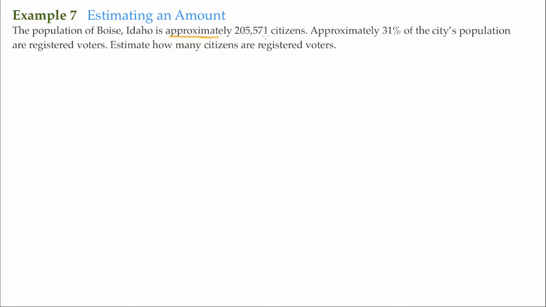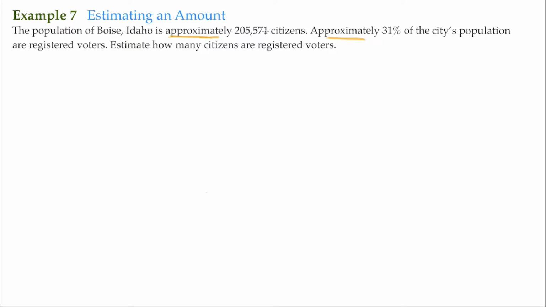So this 205,571 is an estimate. Populations are always fluctuating, so you can never really get a specific amount. It fluctuates, but it's around this amount here. And again, approximately, that's another estimate, it's 31%. As the population fluctuates, so does the amount of registered voters fluctuate. So we do have some wiggle room or a tolerance as far as the amount of citizens that we're going to come up with. But we want to make it as simple as possible, but also be as accurate as possible when we can.